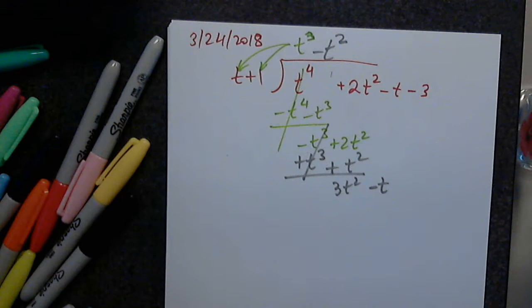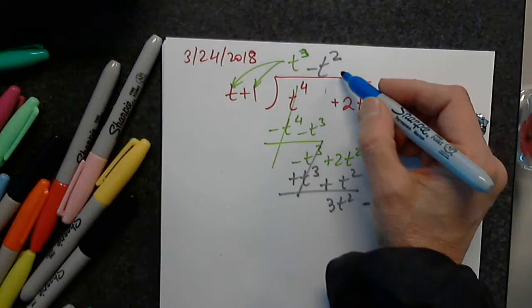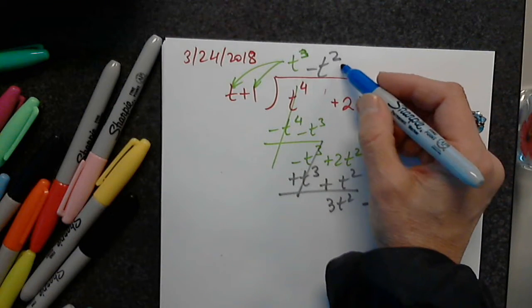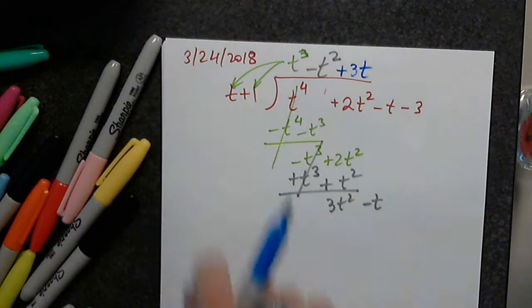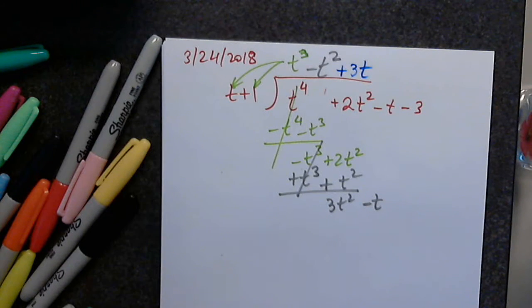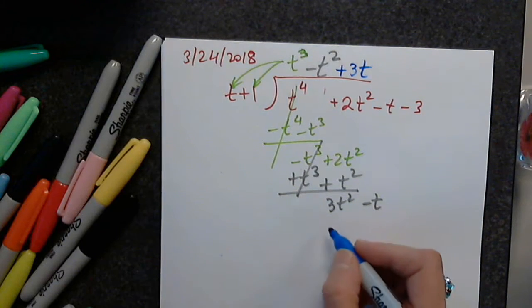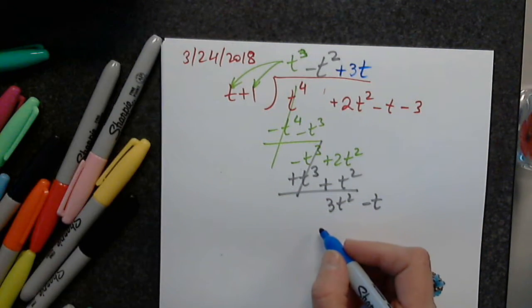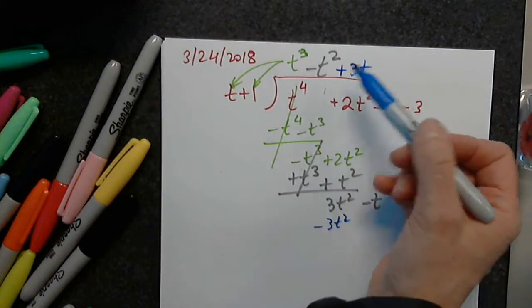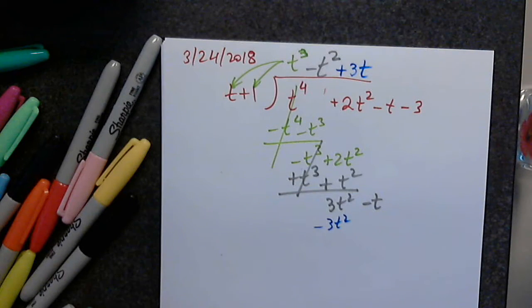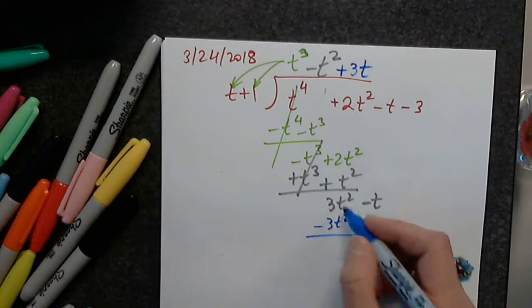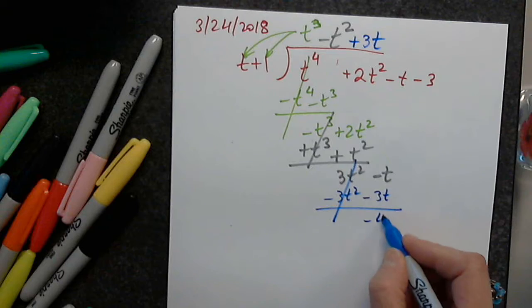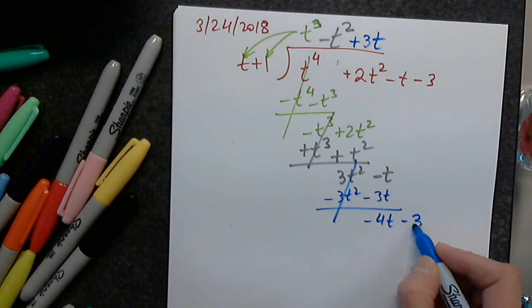So, anyone? Like 3 plus t. So what do I write here? Positive 3t. Very good. 3t times t. 3t squared. Yes, what do I write? Subtract 3t squared. Very good. 3t times 1. Is 3t. Good. What do I write? Minus 3t. Very good. Perform the operations I see and bring down the next in line.